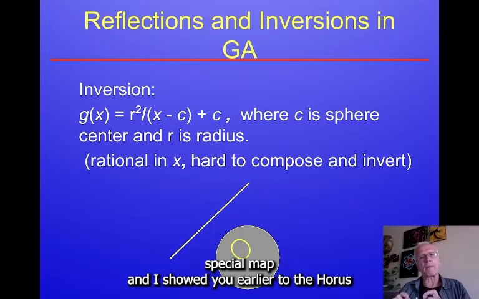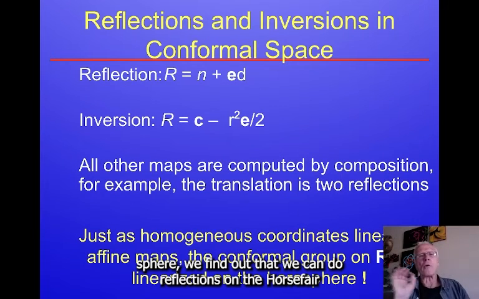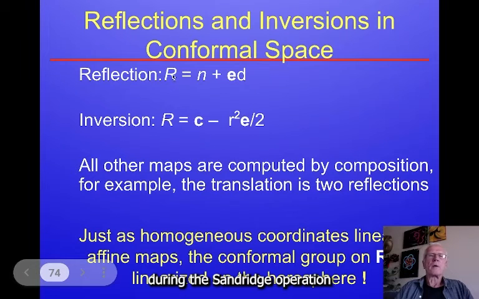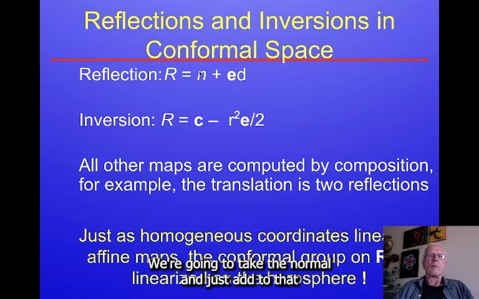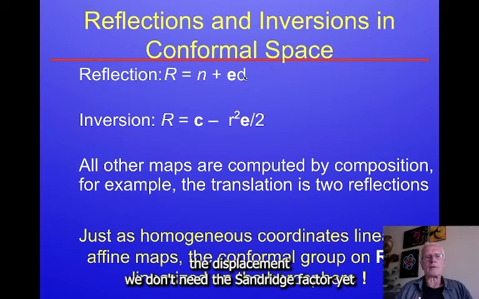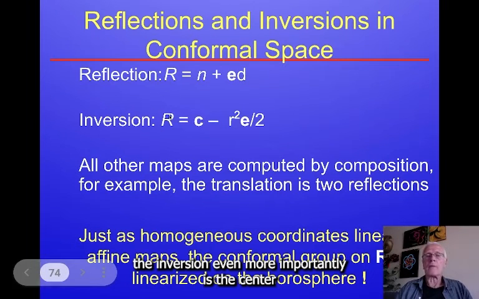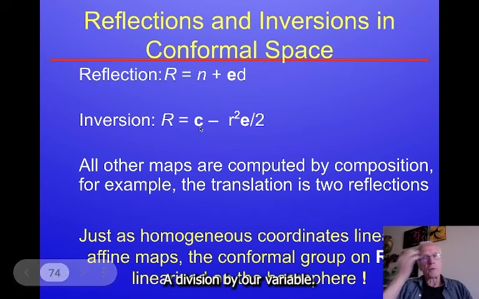If we map this using that special mapping I showed you earlier to the horosphere, we find out that we can do reflections on the horosphere using the sandwich operation with r as a bivector. We're going to take the normal and just add to that the displacement. We don't need the sandwich vector yet. The inversion, even more importantly, is the center minus r squared times that point at infinity divided by 2. This is a linear map. We no longer have a division by our variable.